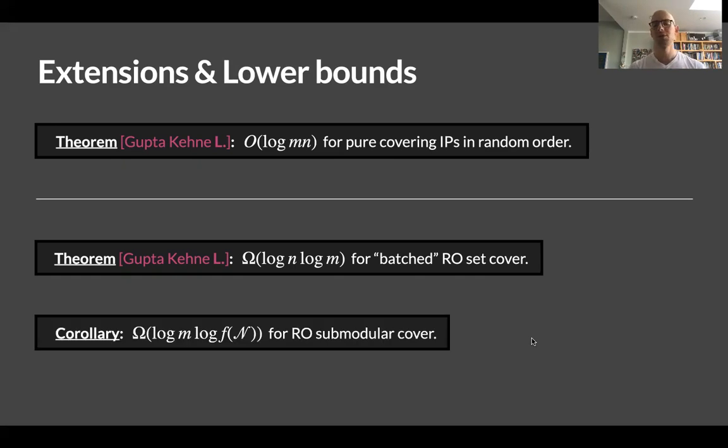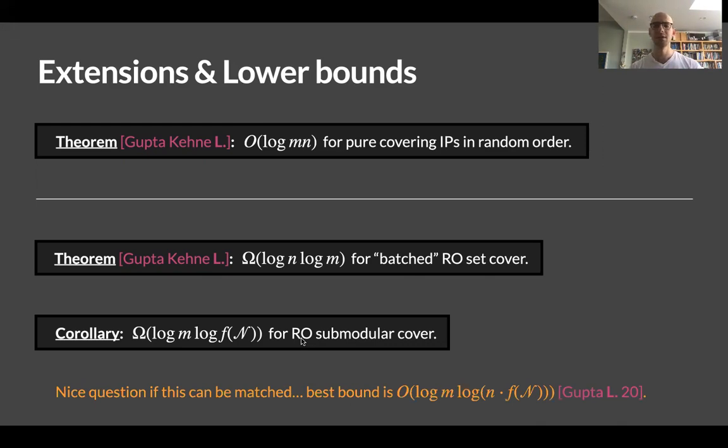As a corollary, you can show that extensions of online set cover, for example online submodular cover, also need to suffer a double log in random order. I haven't defined these parameters, but come find me and I'll tell you more about this problem. I'll just say to end that it's a nice open question if this bound can be matched. An almost matching upper bound was shown in a previous work of mine with Anupam, but the question is if you can remove an extra n inside one of the logs.